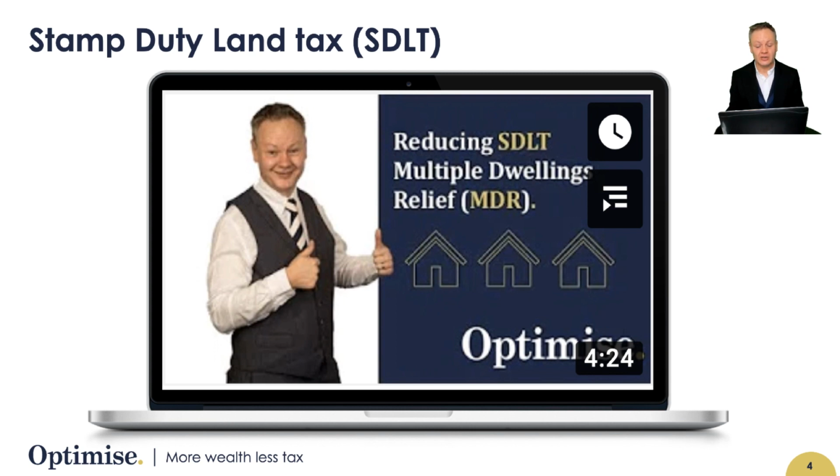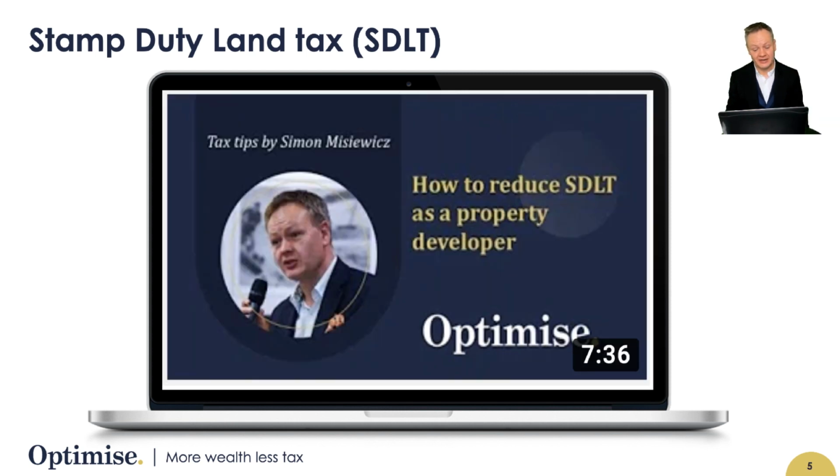The third video that I think you should be watching is how to reduce stamp duty land tax using multiple dwellings relief. This is where you have more than one property purchase in the same transaction or with the same seller at different times. So you can look at reducing SDLT using MDR. So it's worth watching that video. Again, the link is appearing above my head.